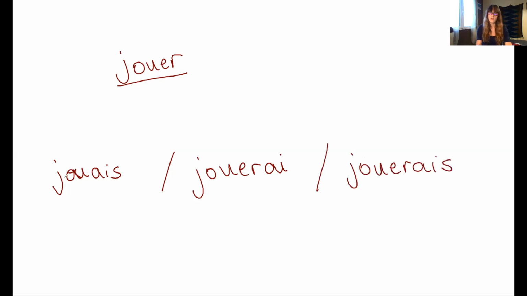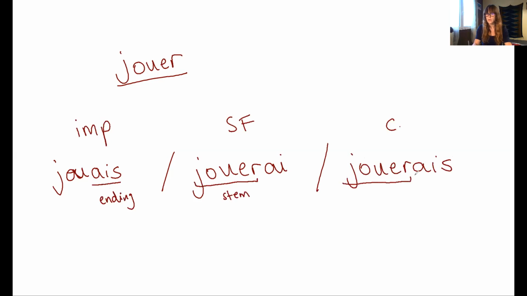So if you have a look at the imperfect, the simple future, and the conditional, you will realize that the endings of the imperfect and the stem of the simple future are simply going to make the conditional. So stem plus ending. Okay, so simple future plus imperfect. And it's just as simple as this. You take the stem of the future and you add the ending of the imperfect and you get the conditional. It's just as simple as this.